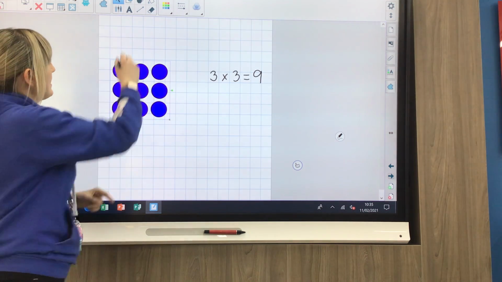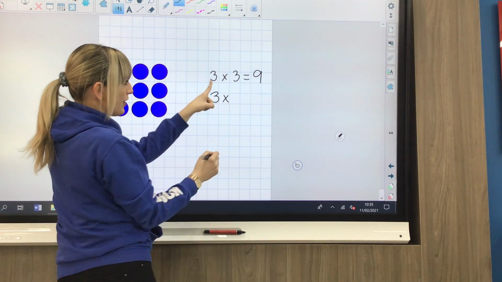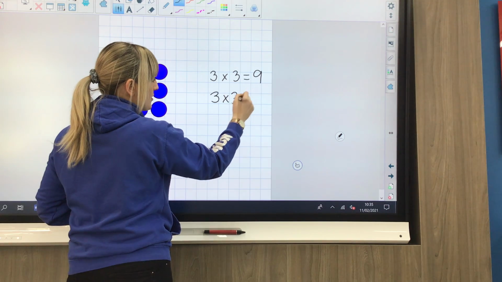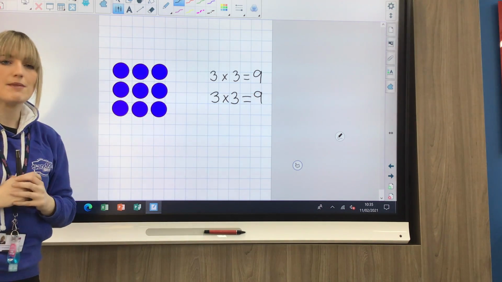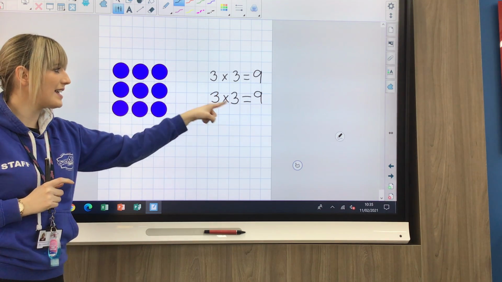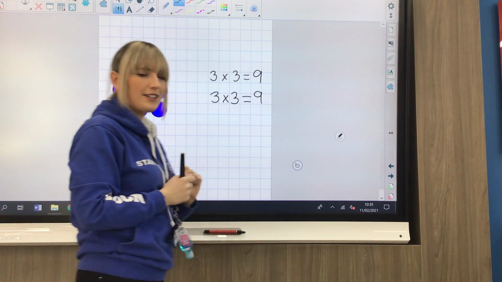So that would be the exact same switched around because, if you look, my digits are the same. So 3 times 3 is 9. So we wouldn't be able to switch that one because it would give us the same number sentence because we've got the same digits in our sentence. Okay, then let's look at the next one.